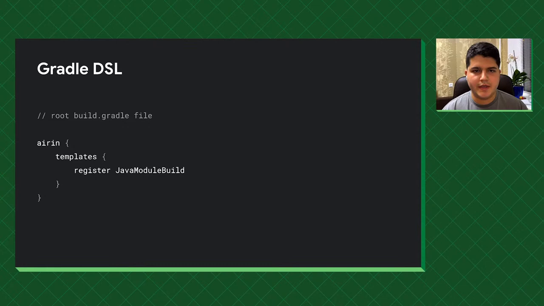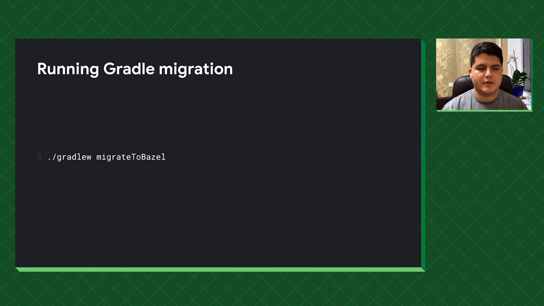So we can register this template provider, and we can register many more. So for example, we can have a specific template for workspace files, and we can have them as many as we have different types of modules in our project. So once all of this is done, we can just trigger the migrate to Bazel command, and this will allow us to start the migration and generate all the build scripts. And this process can be done iteratively until you have all the templates created for all the types of modules in your project, and this is how it can help you to automate the migration process.